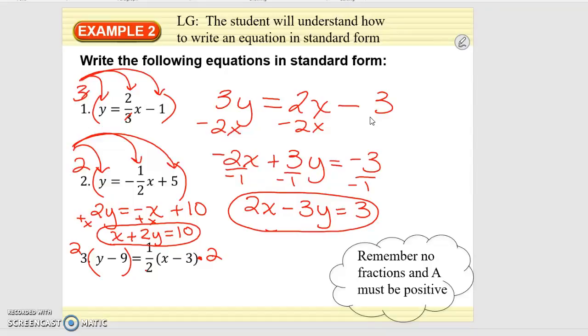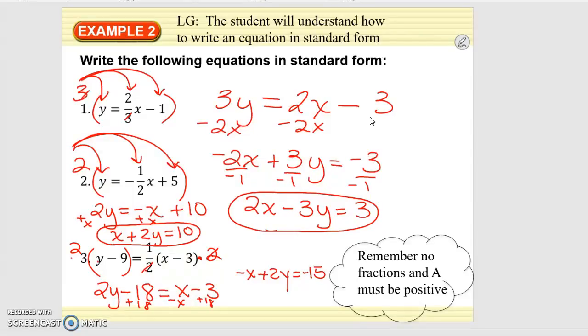Okay, so this side would be 2 times y, which is 2y, minus 18 equals this 2 and this 2 cancel, so all I have left is x minus 3. And now it's just a matter of getting things to the right sides. So I would probably add 18 here, and I'd subtract x here. So then I have a negative x plus 2y. This side I'm adding 18. So I have an 18 and a -3, which is 15.